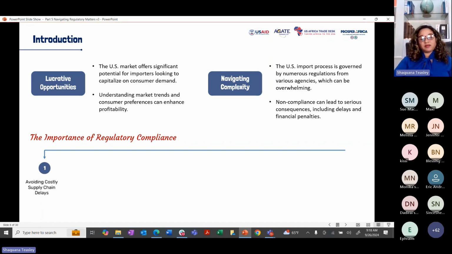So, as we talk about the importance of regulatory compliance, I want you to understand some of the steps along the way that you should be taking into consideration as you build out your project plan or your supply chain strategy. You want to avoid costly delays. Costly delays can be avoided by just making sure your documentation is accurate. Making sure what you submit to FDA and USDA has everything you're supposed to have on it.